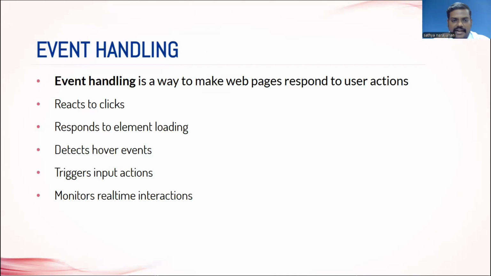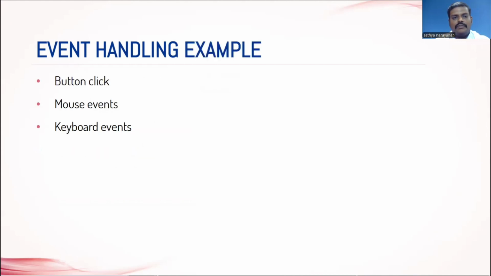So next one is event handling. Event handling is a way to make a web page respond to user actions. We react to the user, for example during a click, how the browser will respond. It responds to an element loading, detects events, triggers input actions, and monitors real-time interactions. Event handling examples: first one is button click, second one is mouse events, and third one is keyboard events.